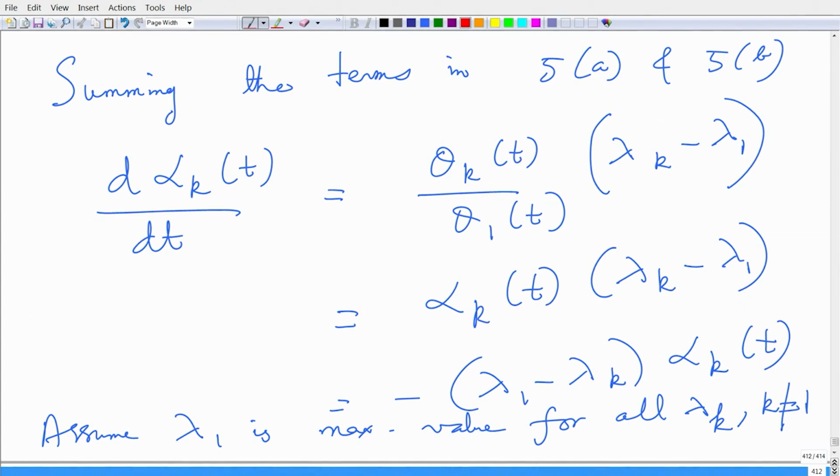So since lambda 1 is my maximum value, that is, the maximum eigenvalue, and lambda 1 is greater than lambda 2 is greater than lambda 3, and so on, I would like to write it in the form of minus of lambda 1 minus lambda k. So lambda 1 minus lambda k is basically a positive quantity, and I have this alpha k as is. So my governing difference equation is d alpha k upon dt is minus of lambda 1 minus lambda k times alpha k of t.